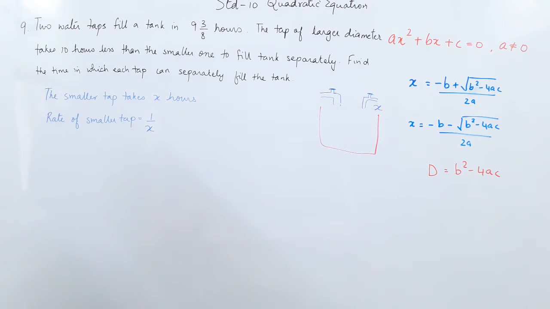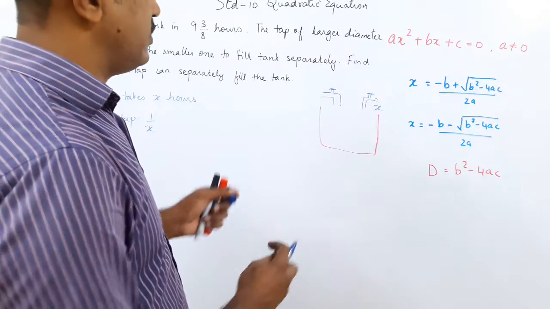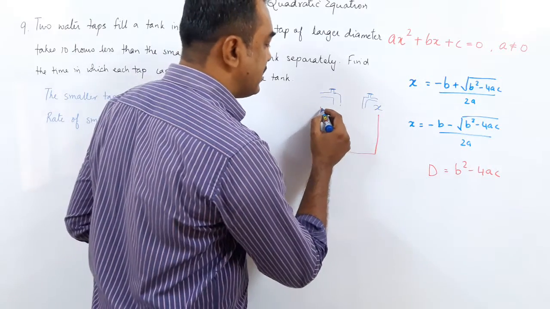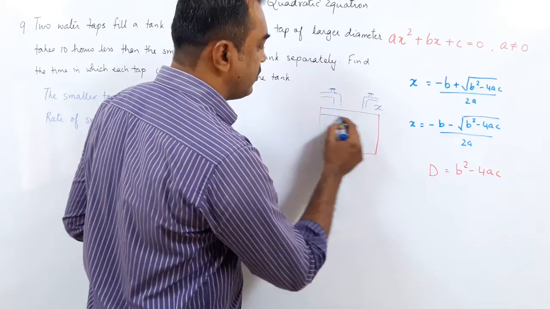Now this is what you have to understand. What does this mean? The smaller tap takes x hours. So what does the rate mean? Let me try to explain to you. Suppose it takes x hours, so let us say 6 hours. So in 6 hours it fills completely.